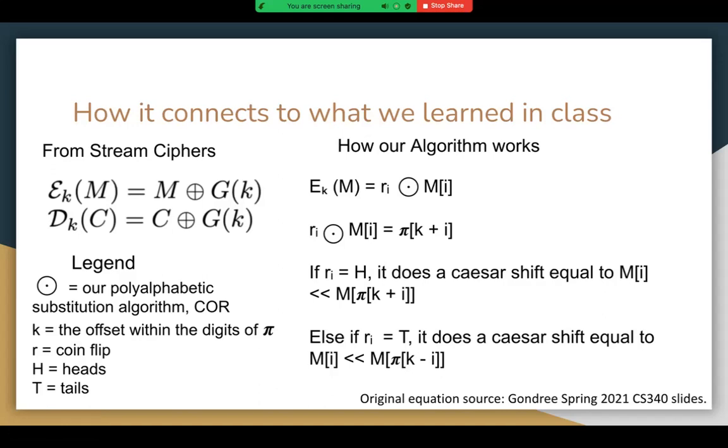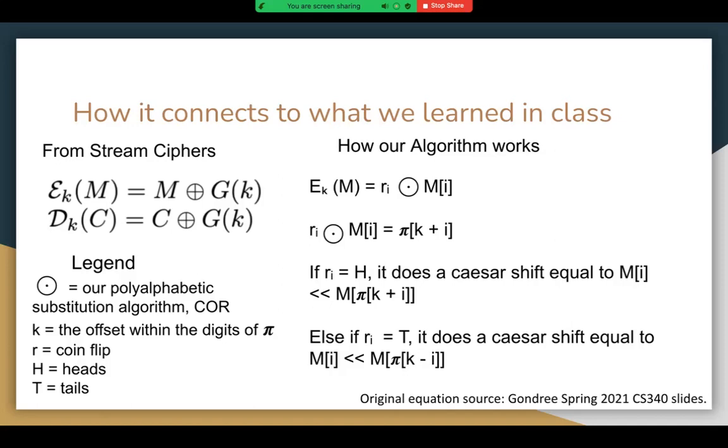So a message encrypted with our key is equal to the coin flips at I, CORed with the message at I. To further break it down, the coin flips at I, CORed with the message at position I, is equal to the offset plus I digit of pi.